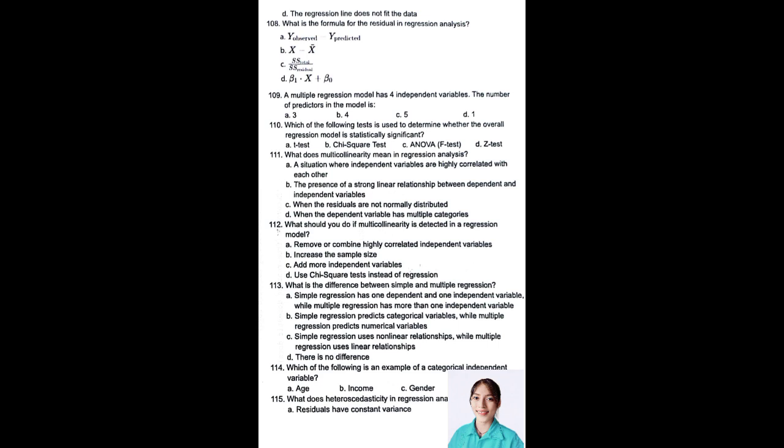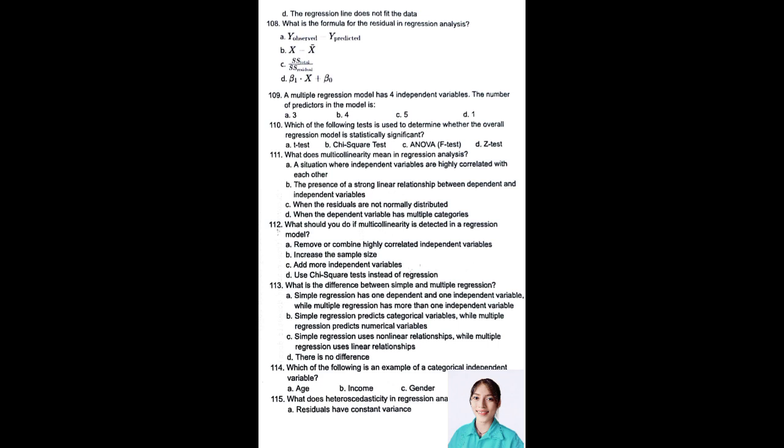Then we have 110. Which of the following tests is used to determine whether the overall regression model is statistically significant? So the test that is used to determine whether the overall regression model is statistically significant is the ANOVA or the F test. So that's in option C. Then we have 111. What does multicollinearity mean in regression analysis? So it means a situation where independent variables are highly correlated with each other. So that's in option A.